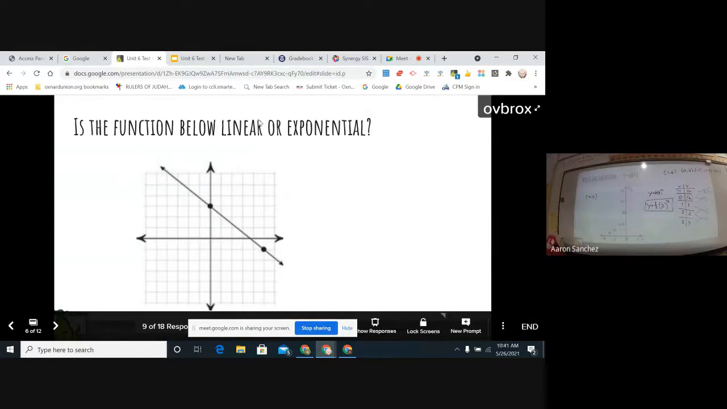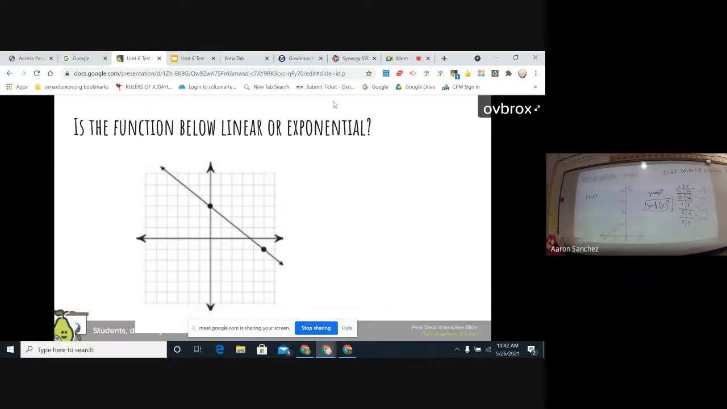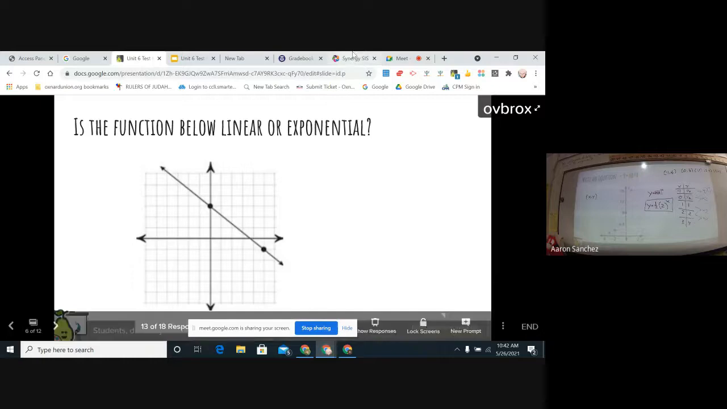Is this function linear? Okay, so write down linear or exponential. Remember, exponential shoots up. Linear comes from the word line. So write down what you think that is. Is that linear or exponential? Go ahead, everyone should answer that right now. This function, is it linear or exponential? I'm going to stop sharing. I'm going to look at your answers.